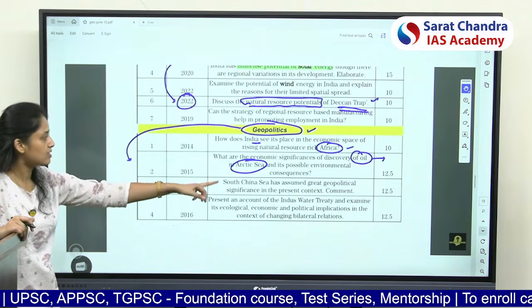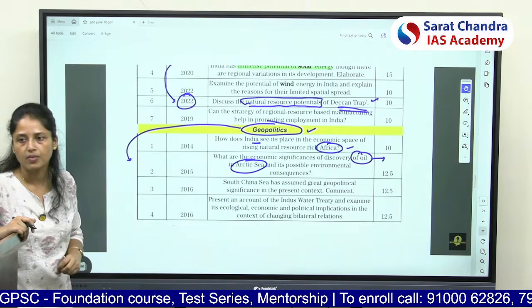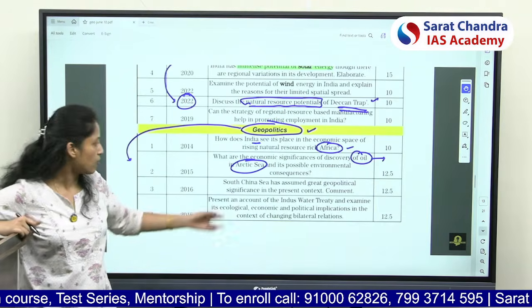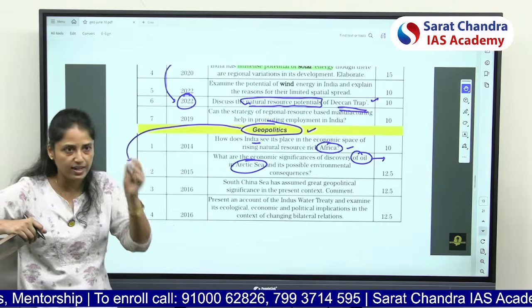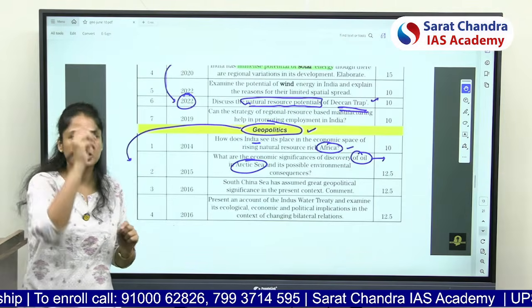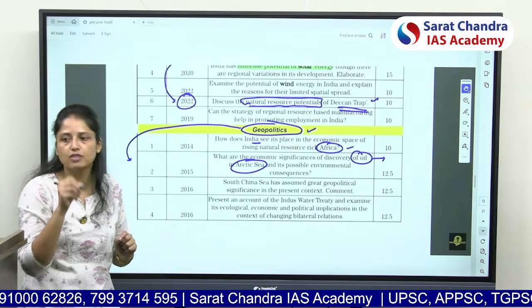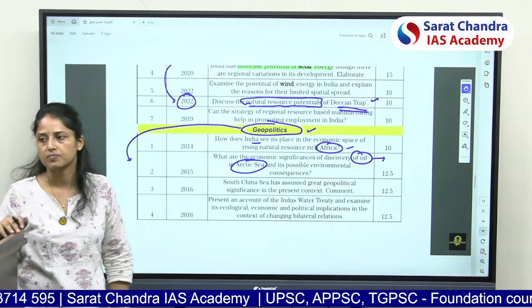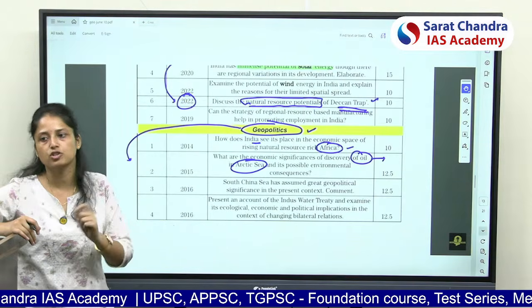South China Sea has assumed great geopolitical significance in the present context. Comment. You already know the answer if you have prepared for international relations. What geography can you add? Make the region of the Pacific Ocean, locate where the South China Sea is, and in the South China Sea write 3-4 resources, that all these resources are there. That's why China is focusing on the South China Sea. So this is how in international relations you add geography.